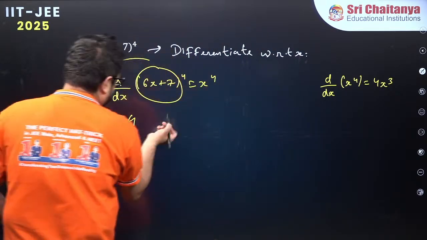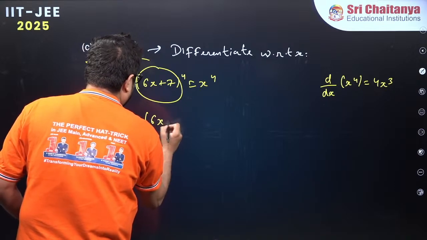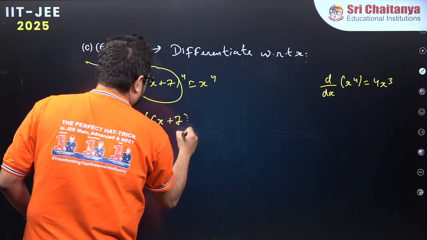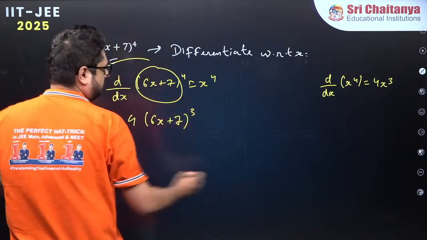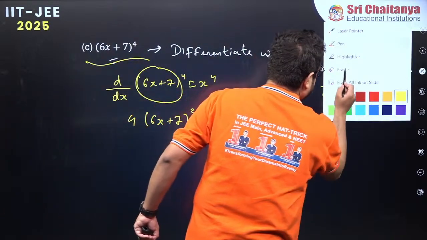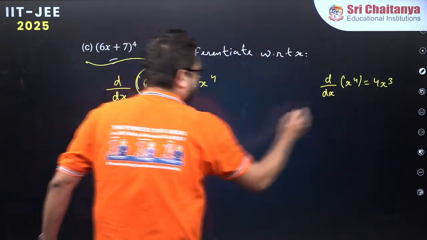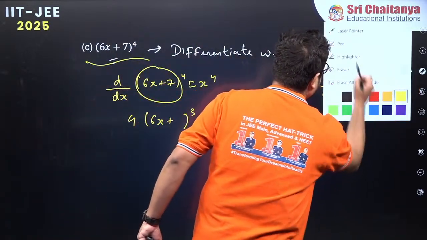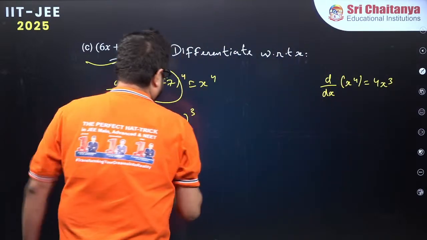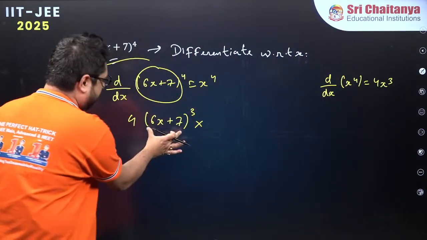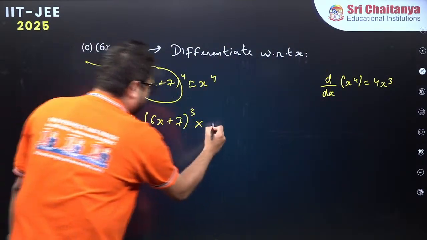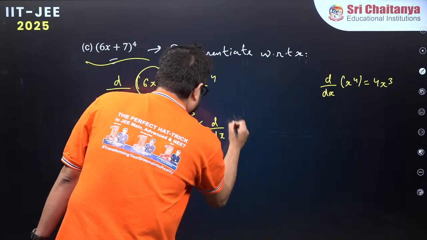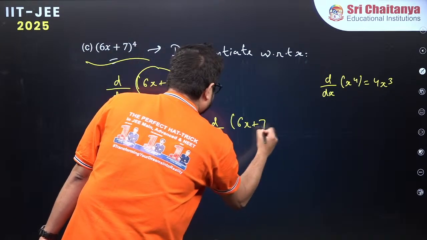So as a result, I can say this is going to be 4 into (6x plus 7) whole to the power 3. Clear everyone? This is going to be (6x plus 7) whole to the power 3. But now you need to differentiate, multiply it with the d by dx of 6x plus 7.